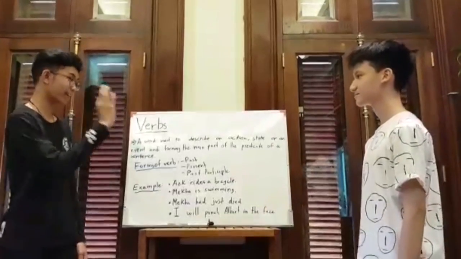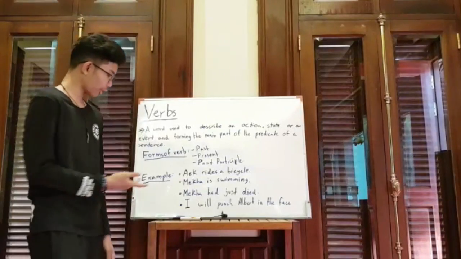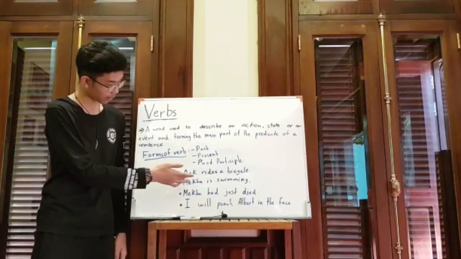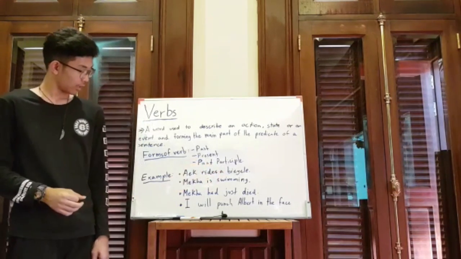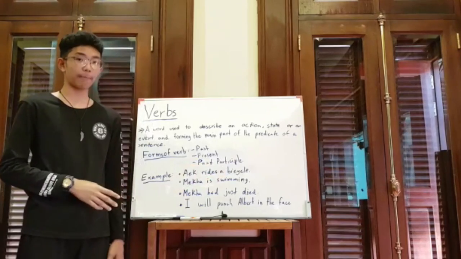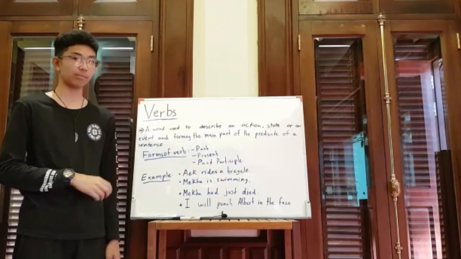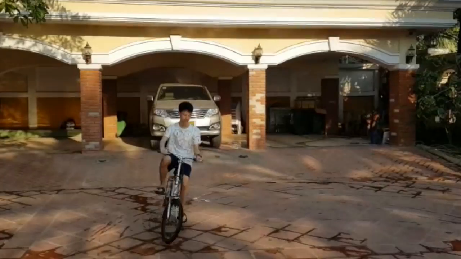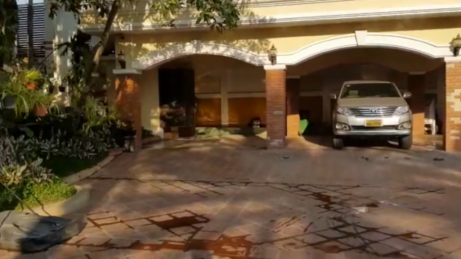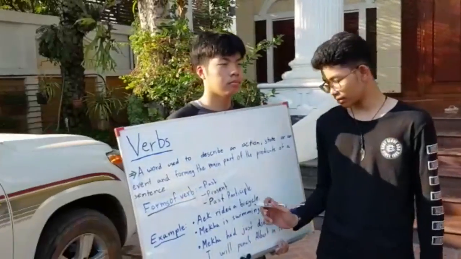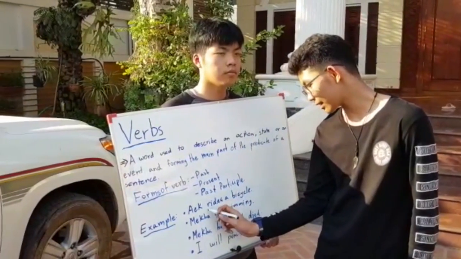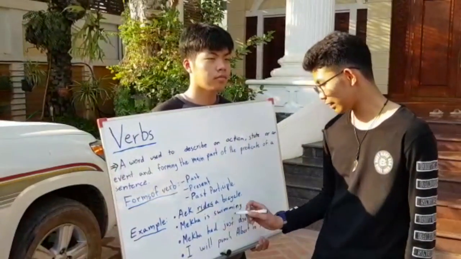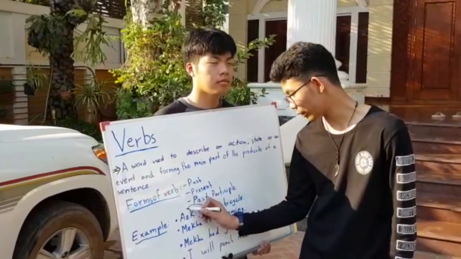For the example, Egg rides a bicycle. So to make you understand more, we'll go see the real example. As you can see, the verb in this sentence is rides, and it describes what Egg is doing.